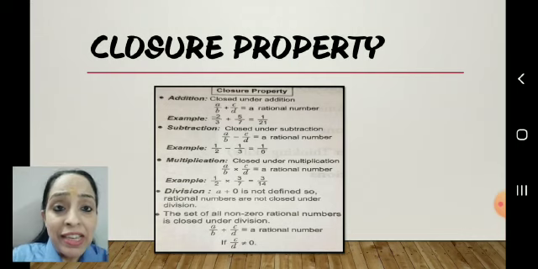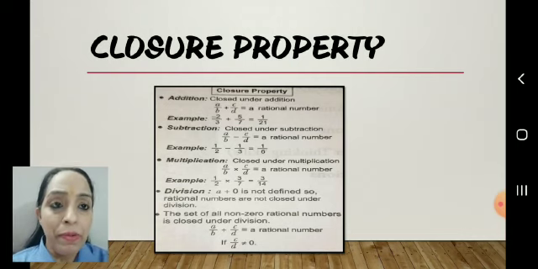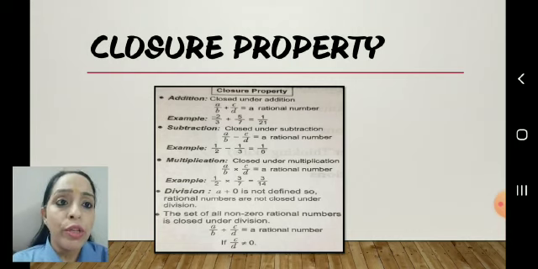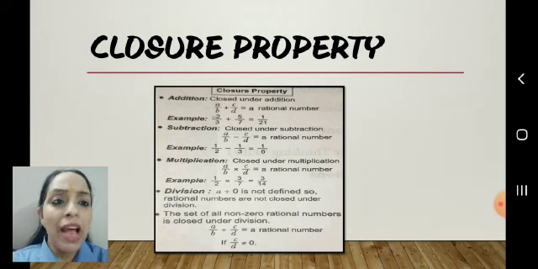Subtraction, yes, it is also applicable in subtraction, because when I am subtracting two rational numbers, the answer that comes is also a rational number. In multiplication, yes, it is also applicable. When I am multiplying two rational numbers, the answer will become a rational number. Here examples are also given for you.